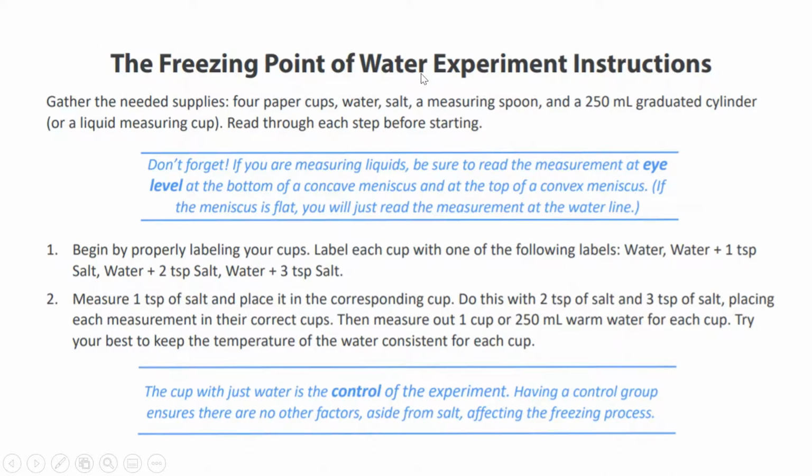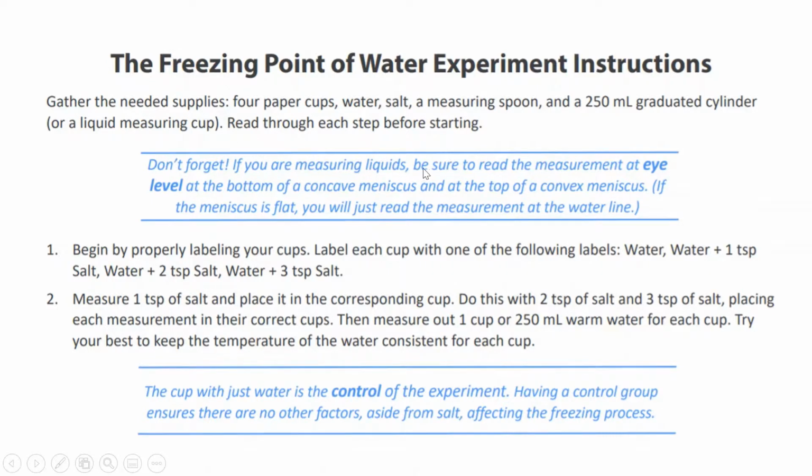The freezing point of water experiment instructions. I want you to get out your instructions, which I think are 2 pages, might be 1 page. Gather the needed supplies: 4 paper cups, water, salt, a measuring spoon, and a 250 milliliter graduated cylinder, or a liquid measuring cup. Read through each step before starting. You will also need a thermometer.